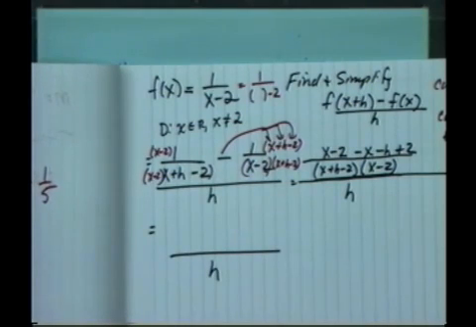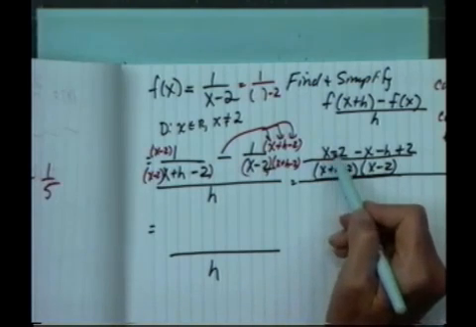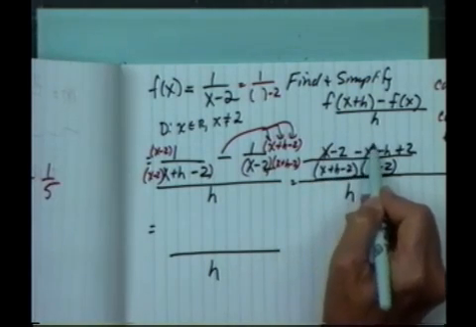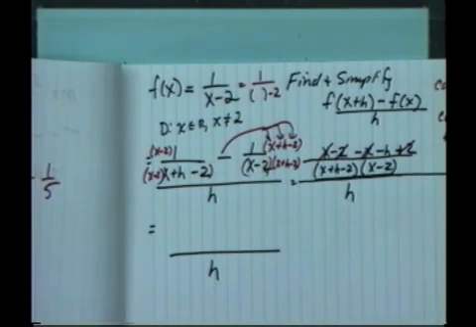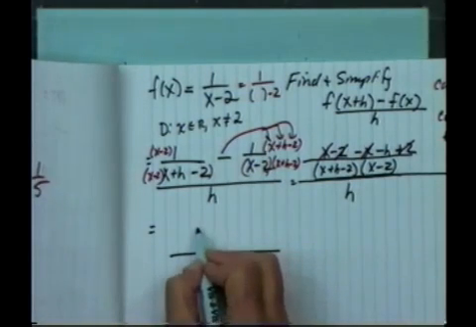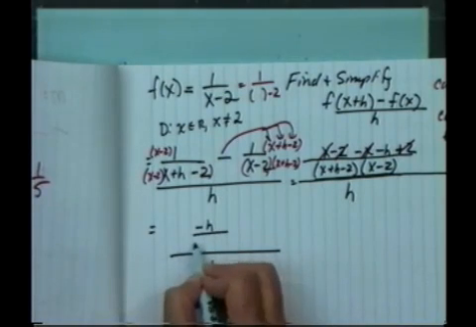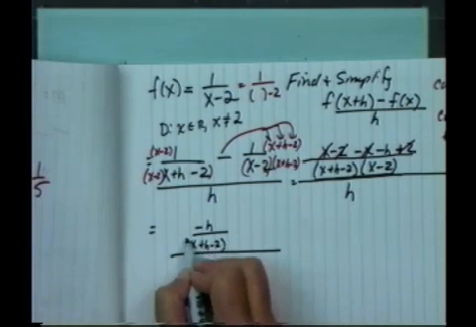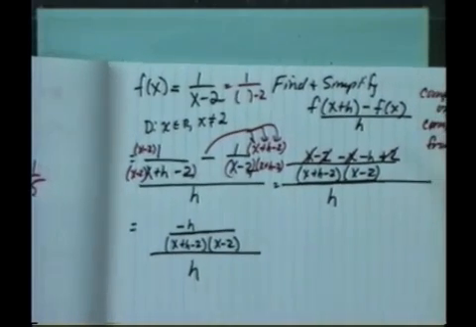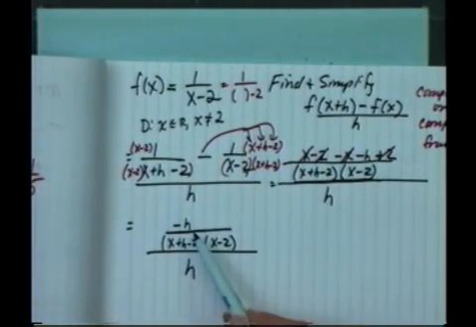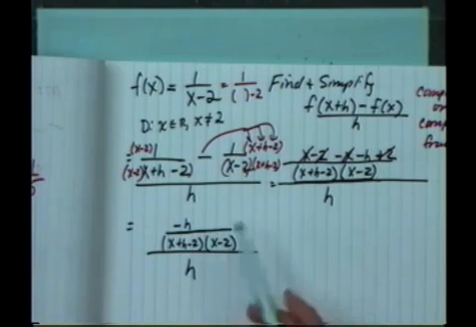Now we're ready to clean up. We're always so happy things cancel out. They're additive inverses. X minus x cancels out. Negative 2 plus 2 cancels out. And we have negative h over x plus h minus 2 times x minus 2. Okay, so I still have a compound or complex fraction, but I have simplified the numerator. So the general rule is write the numerator as a single fraction, write the denominator as a single fraction.